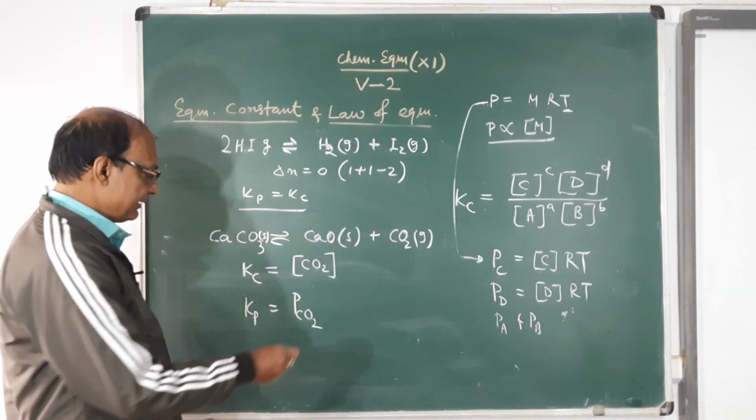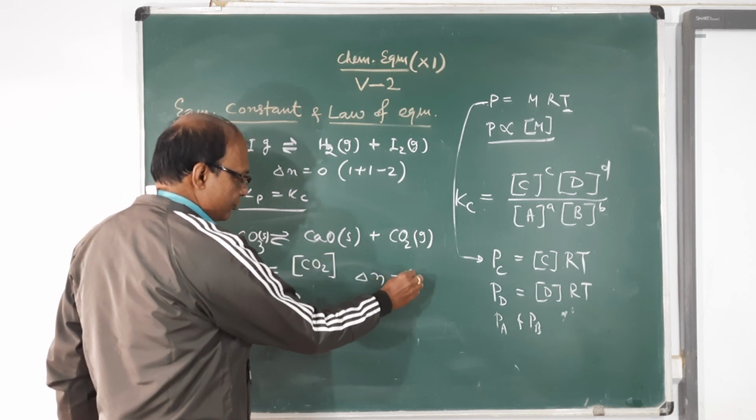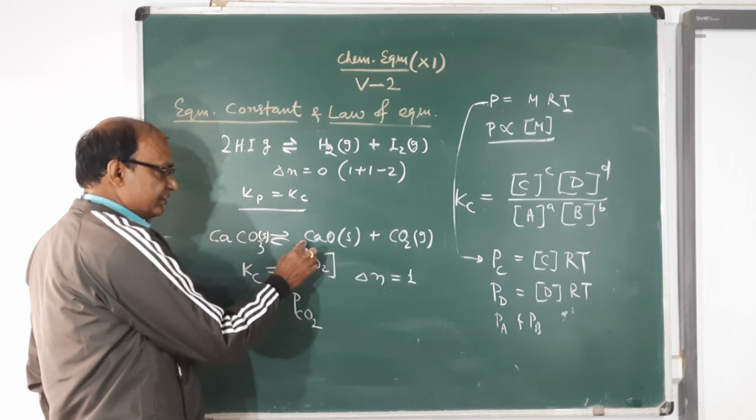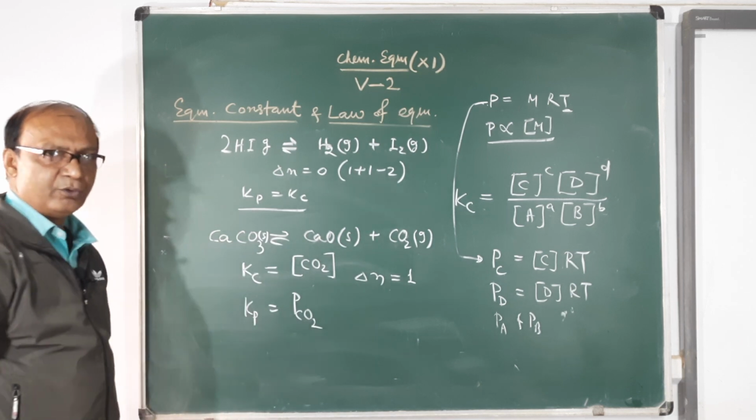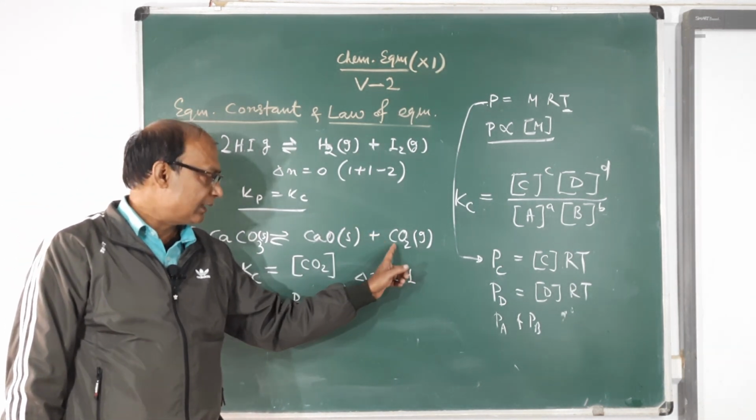Now, you see that for this equilibrium system, delta n equals 1, because you will consider the number of moles of the gaseous components only, which is 1.